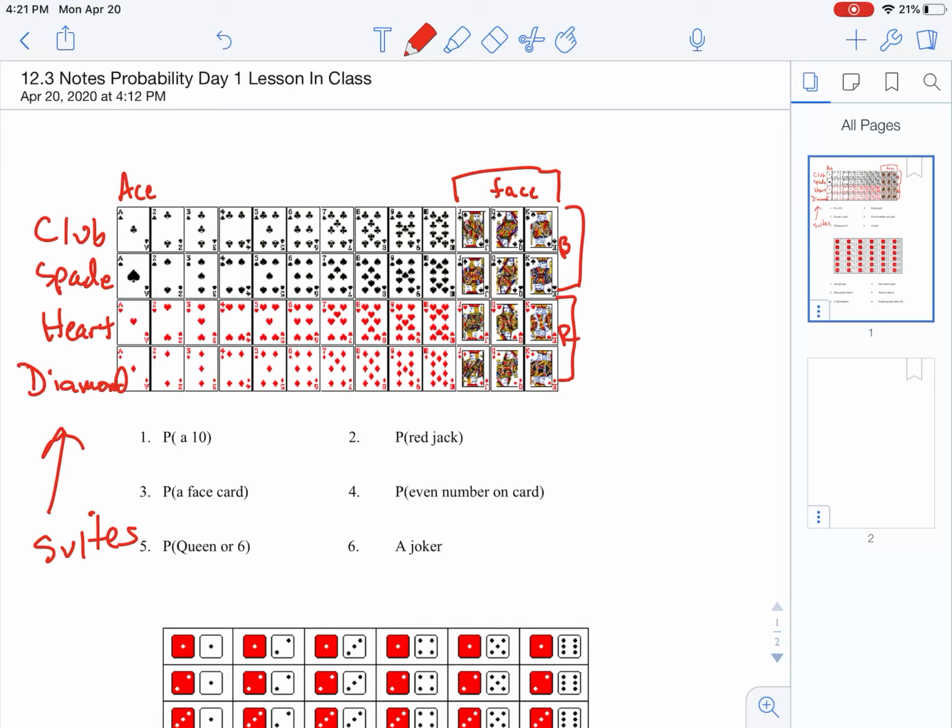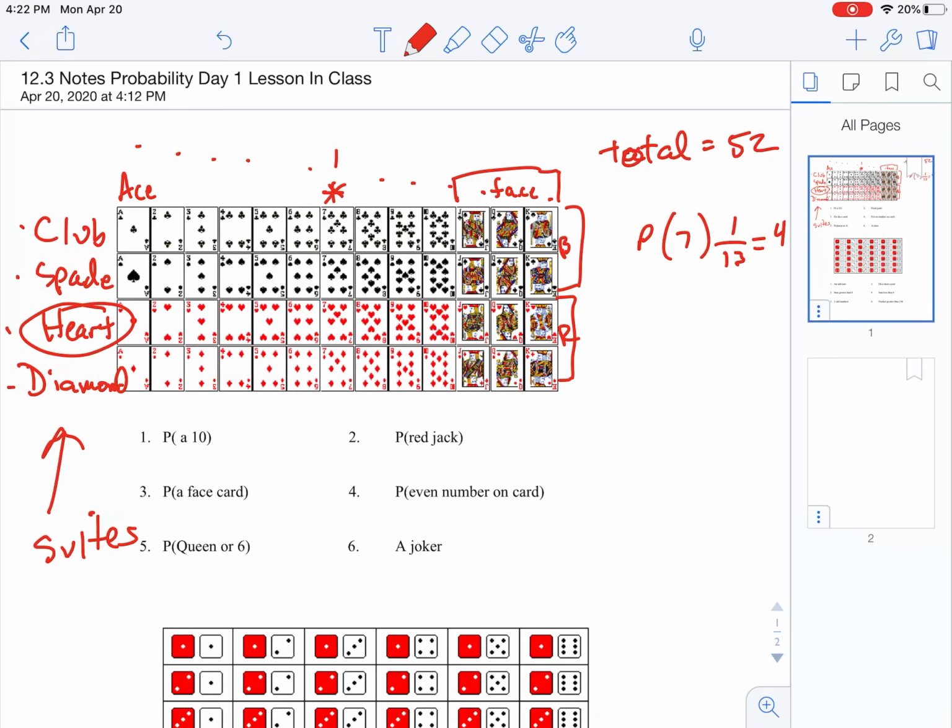A suit is always 1 out of 4, because hearts is 1 suit out of, how many suits are there? 4. Like what's the probability of picking a 7? Well, there's 1 of the 7s out of 1, 2, 3, 4, 5, 6, 7, 8, 9, 10, 11, 12, 13. So what's the probability of a 7? 1 out of 13. The total for all cards is always 52. So you could say there's 4 7s out of 52, but that's the same as 1 out of 13. I think it's actually easier when you look at the row.